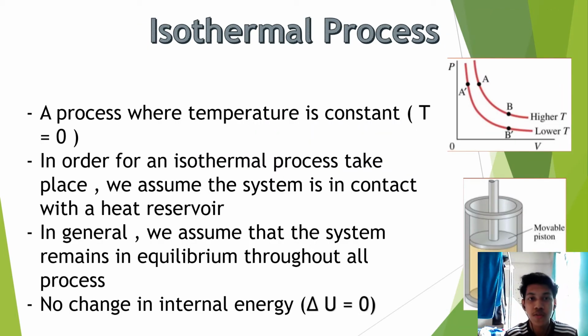Next, we are going to the isothermal process. An isothermal process is a process where the temperature is constant. In order for an isothermal process to take place, we must assume the system is in contact with a heat reservoir. In general, we assume that the system remains in equilibrium throughout the whole process. If the isothermal process occurs, there is no change in internal energy, which means delta U is equal to 0.